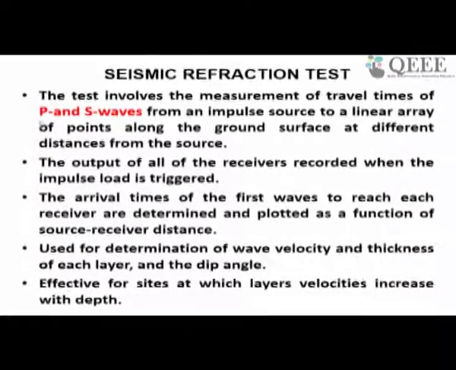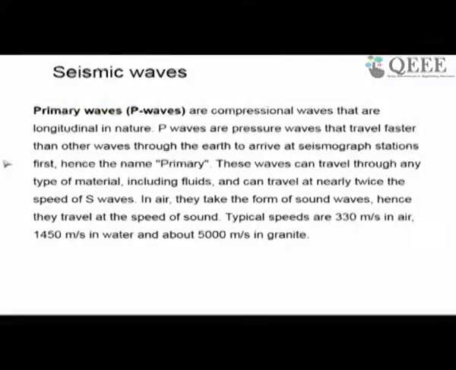As you know, P is faster than S waves, so you will record the P wave first. The arrival times of the first waves to reach each receiver are determined and plotted as a function of the source-receiver distance. This is used for determination of wave velocity, thickness of each layer and the dip angle. This information will be helpful to know the depth of various layers.